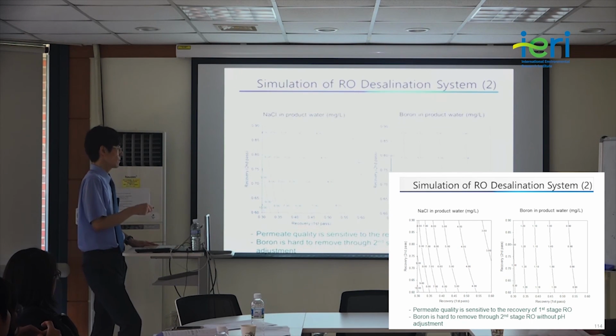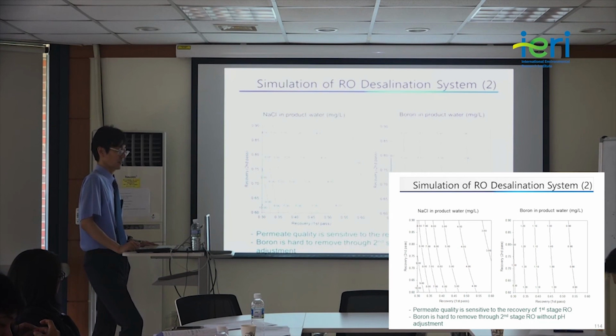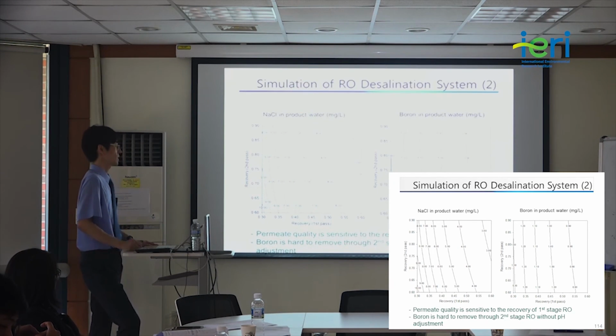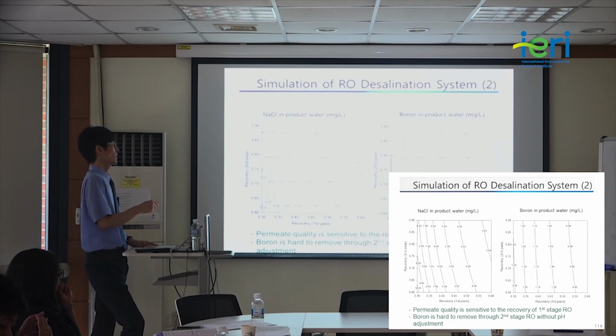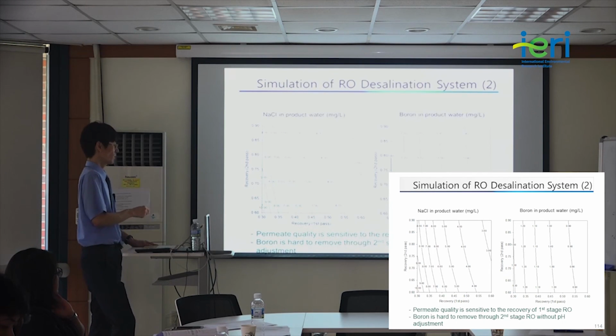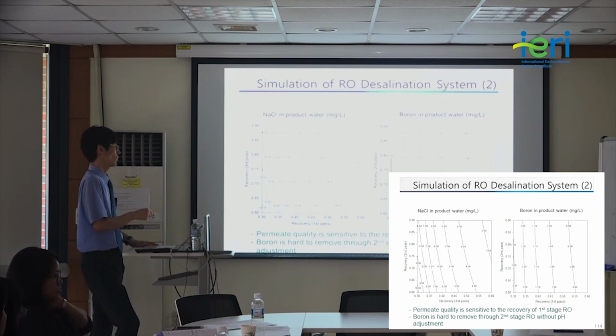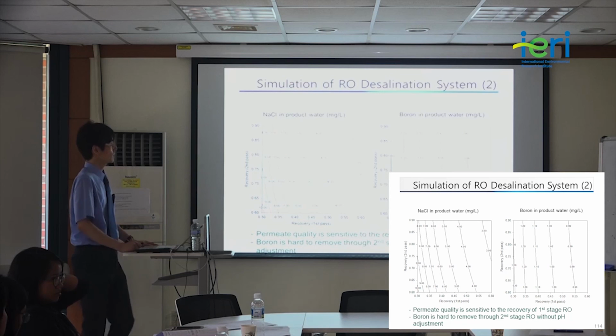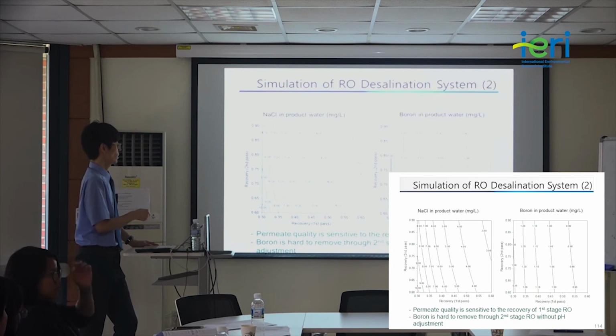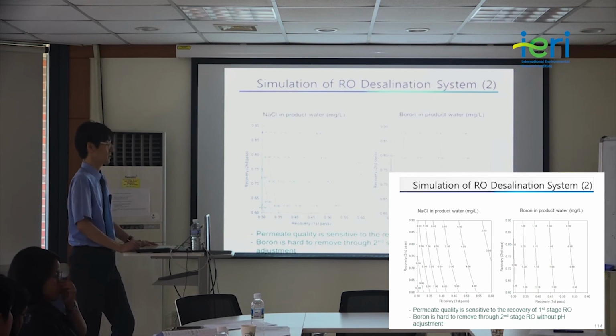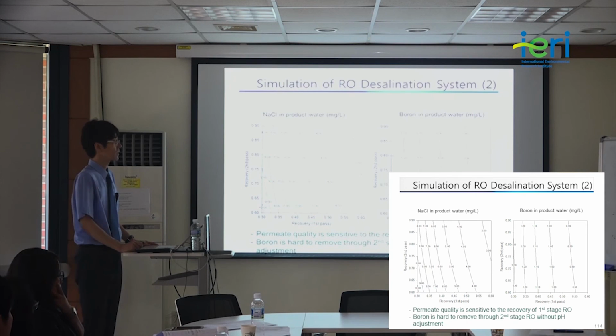In this case, by reducing the recovery, the water quality is becoming worse. In other words, the water TDS, the sodium chloride concentration in the product water, increases by reducing the recovery, and it decreases with increasing the recovery. So it's very obvious that we can adjust the sodium chloride concentration.